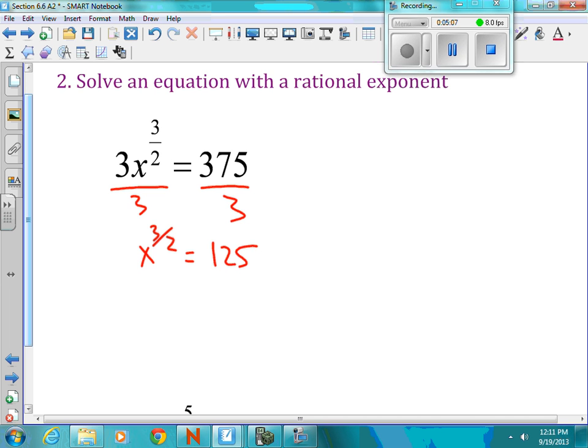Well, there's two ways we can look at this. We can rewrite this as a radical expression, right? This would be the square root of x cubed. So one way we could do it is rewrite that as the square root of x cubed equals 125 and proceed that way. This is method 1. So if we do that, we would square both sides.